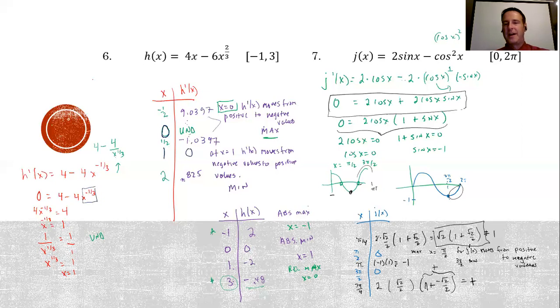And then at 3 pi over 2, we said that was a min. This one's going to be a max. Sorry, a minimum. There we go, there's our max, and here's our min. Because j prime of x, make sure you put that prime in there, moves from negative to positive values. And again, I identified j prime of x. All right, so there we go.